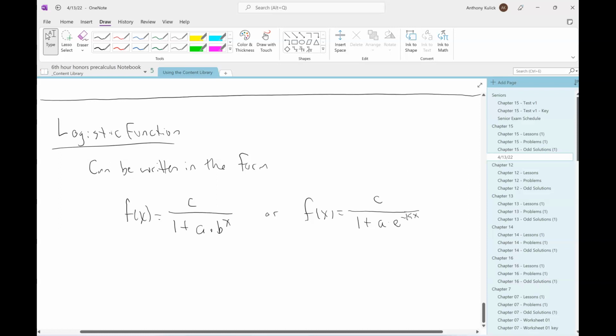So we have the logistic function. We have two versions of it. We have c over 1 plus a times b to the x, and then we have c over 1 plus a e to the negative kx. Notice the negative sign is part of the formula there.